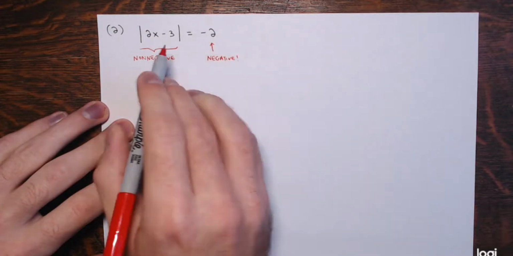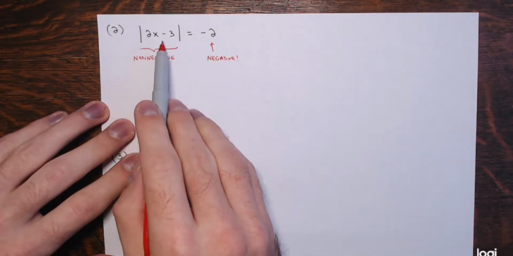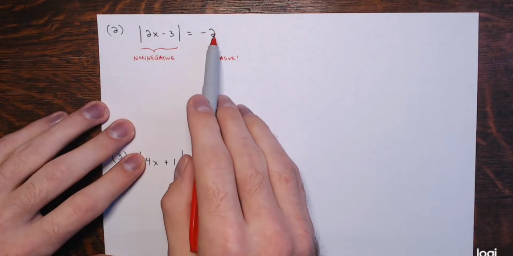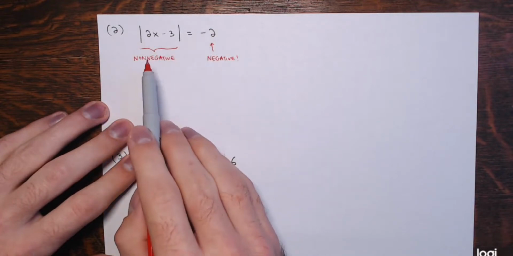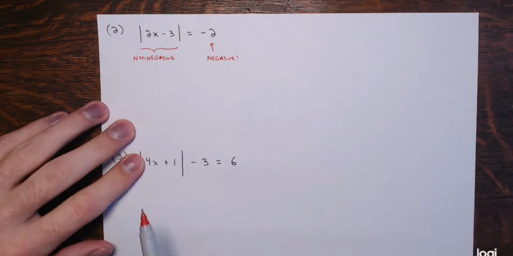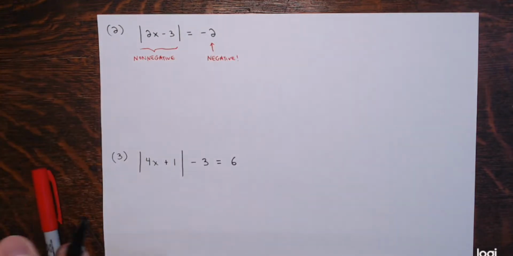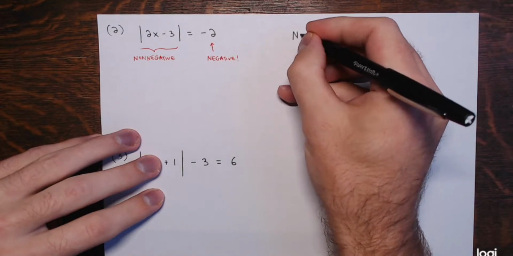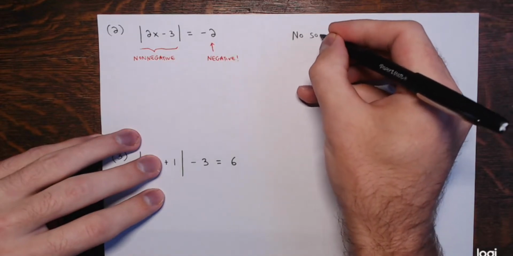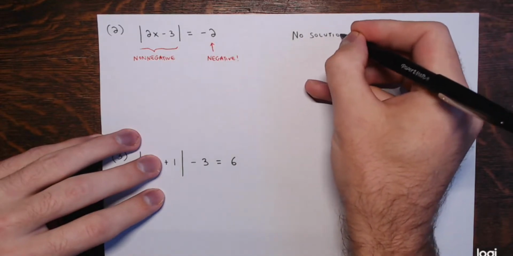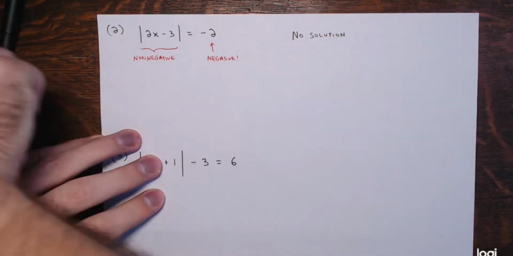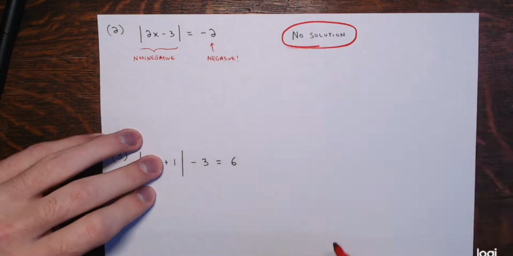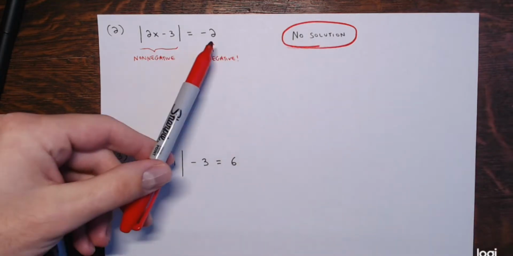But then on this side, I have a negative number. Right, so this can never happen. On the left side I have a non-negative number. On the right side I have a negative number. A non-negative number will never be equal to a negative number. So even without doing anything, I say this equation has no solution. Alright, this equation has no solution. I immediately know this because the absolute value can never be negative.